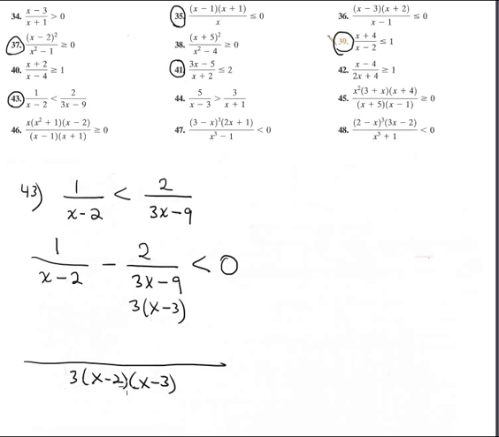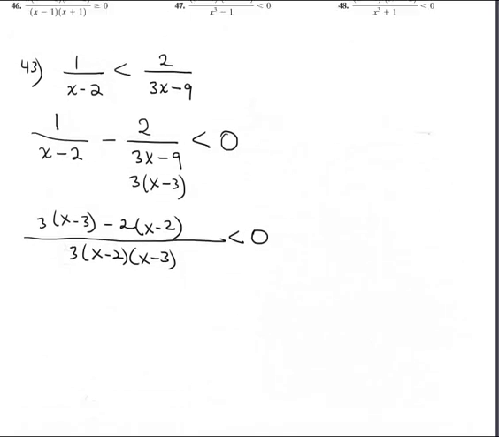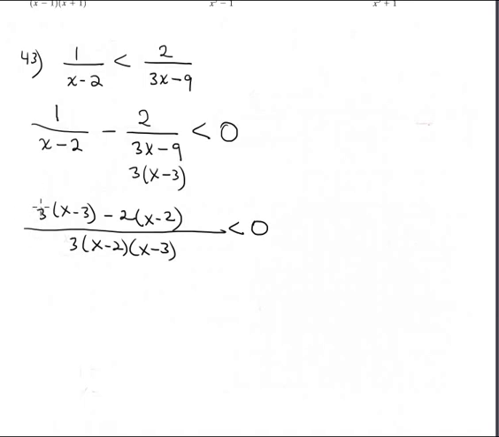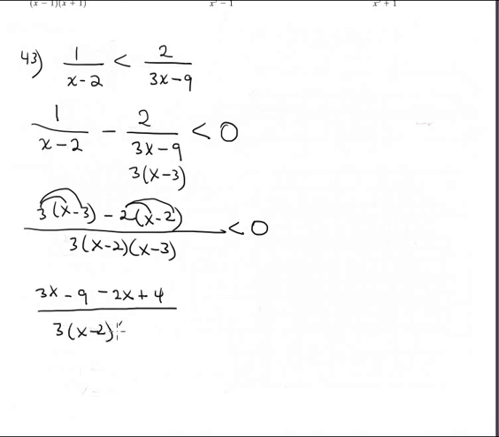So now when you divide this by this, it is 3 times (x minus 3) minus 2 times (x minus 2), less than 0. Okay, the rest is only the distributive property. It's 3x minus 9 minus 2x plus 4, over 3(x minus 2)(x minus 3).